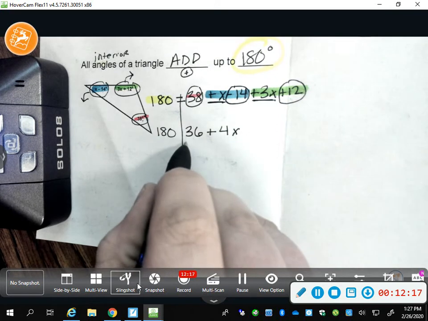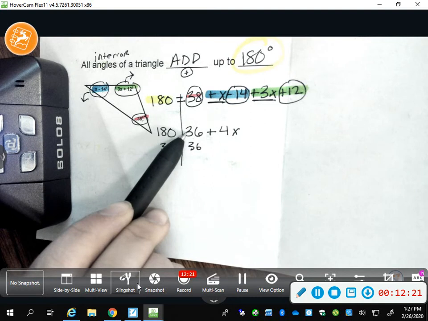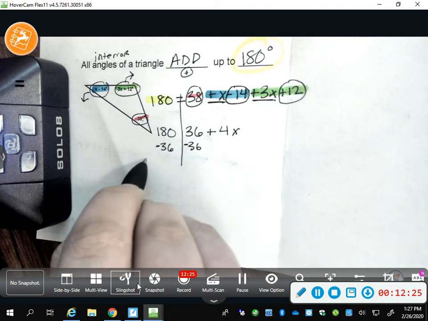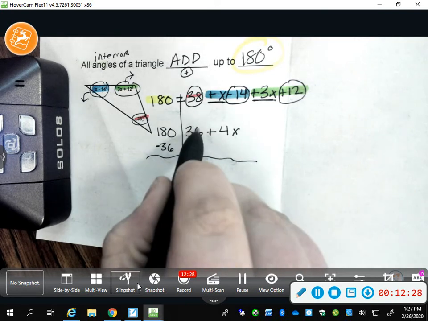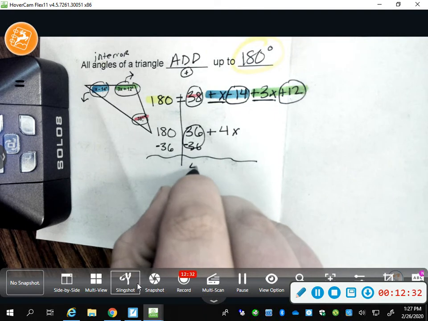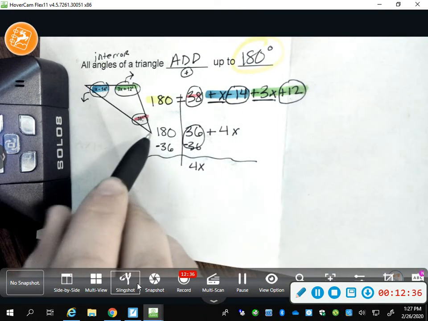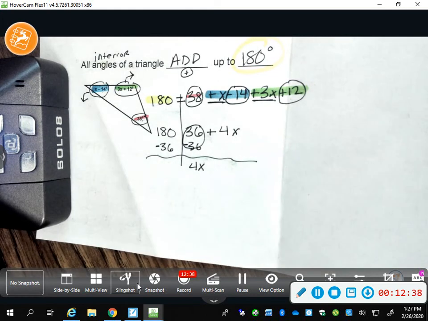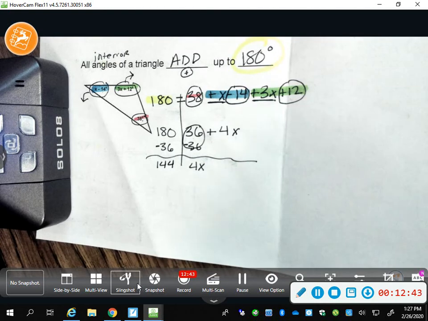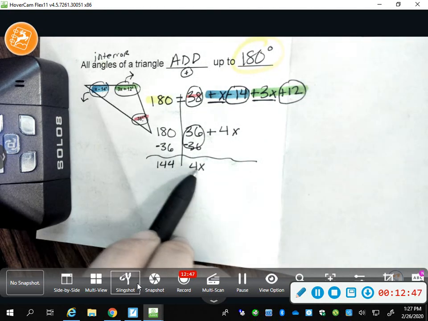So we need to move 36 over to the left. Right now 36 is positive, so to move it, we should minus it. That's because on the right side then, the 36's would make 0, which leaves us with just 4x. On the left side, 180 minus 36 is 144. Now I have 144 equals 4x.